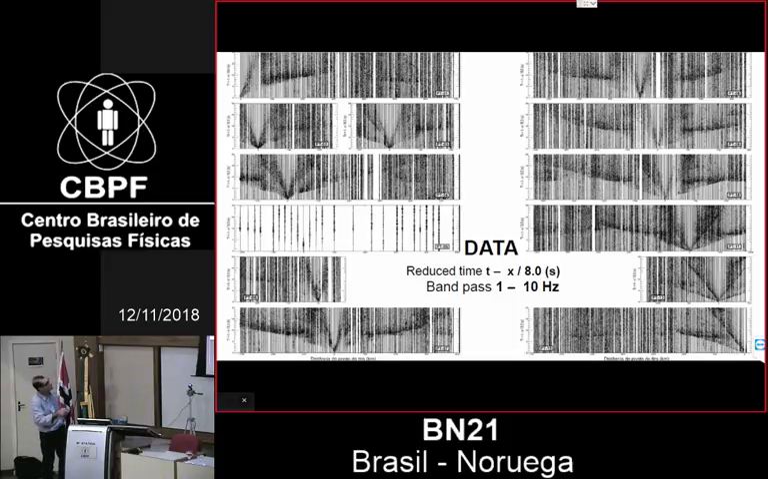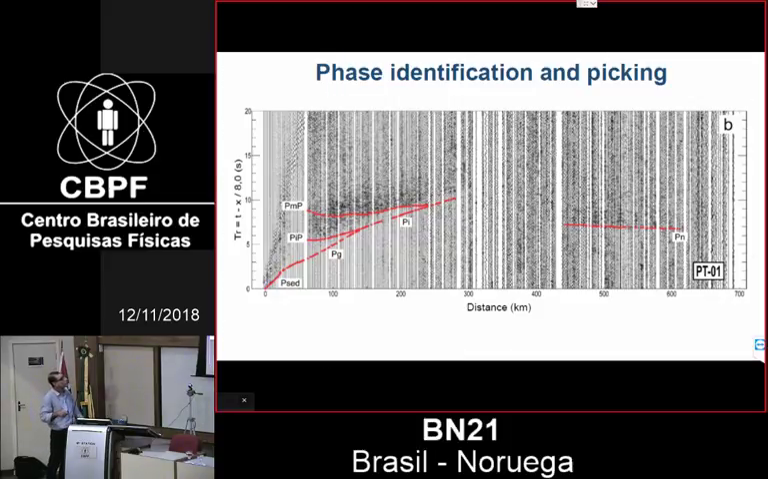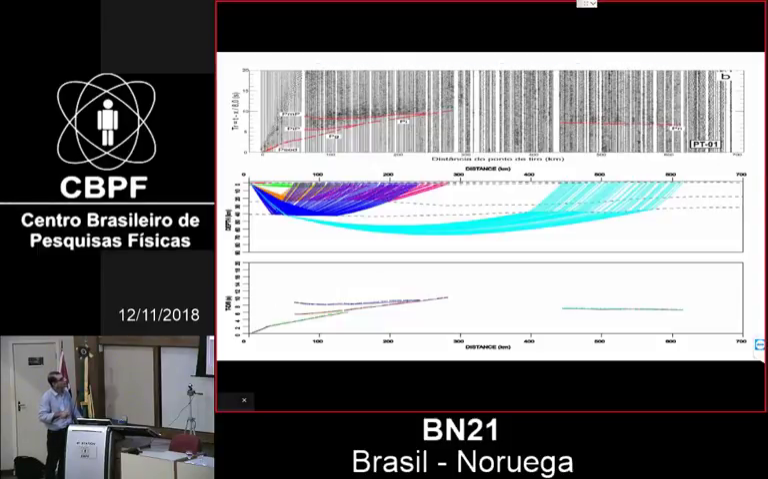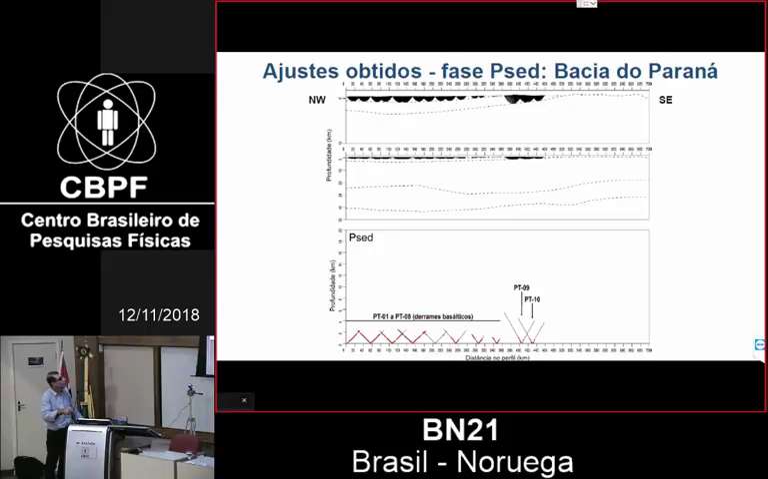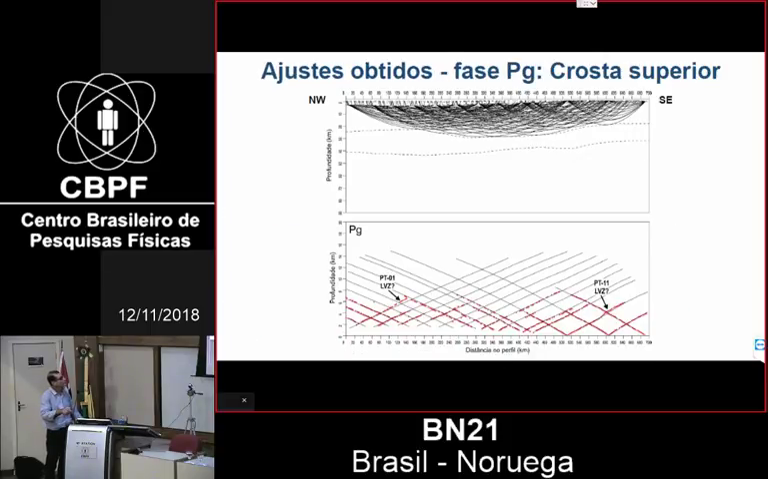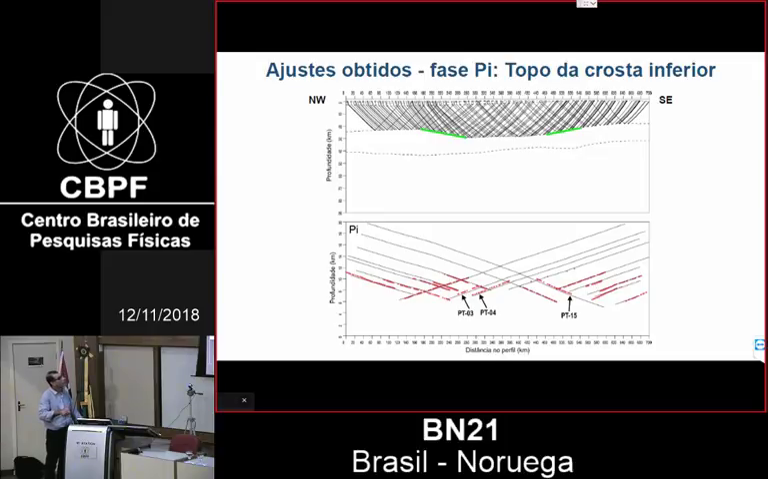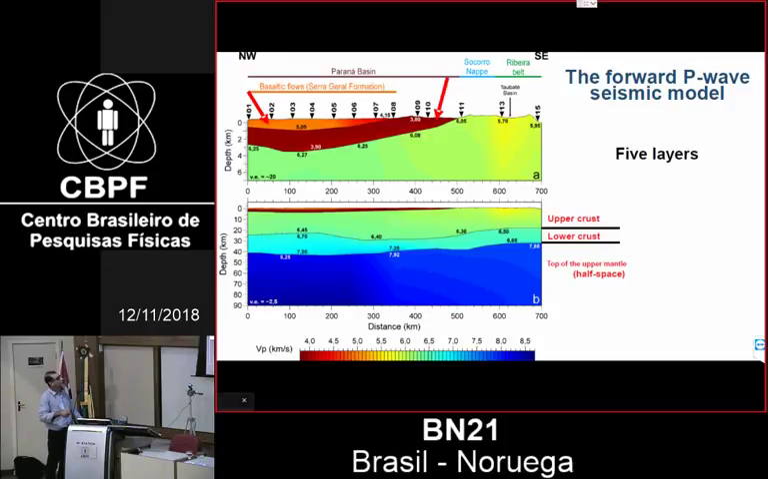Here we have the whole data set. I will show an example of the modeling, the main phases. This is the main phase modeling for one shot, for the shallow part, for the middle, and for the lower crust. I do not have the mantle here with me, but we have a P model.